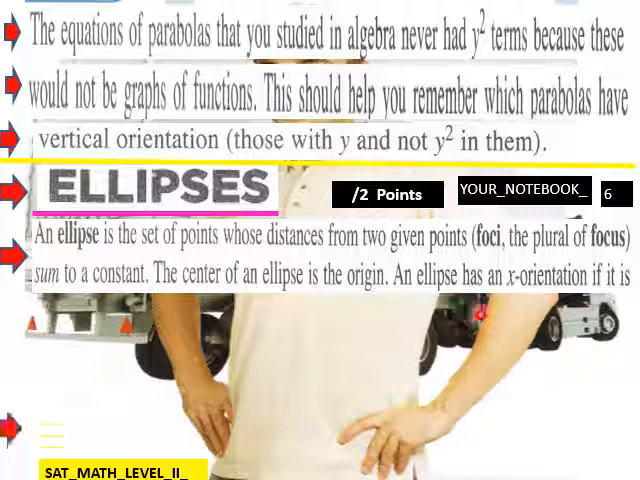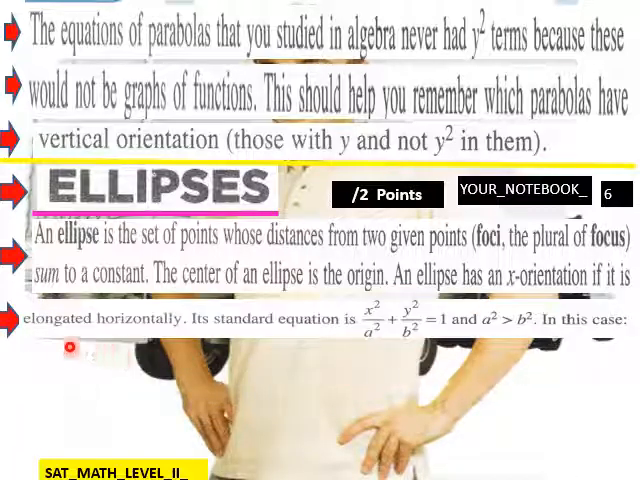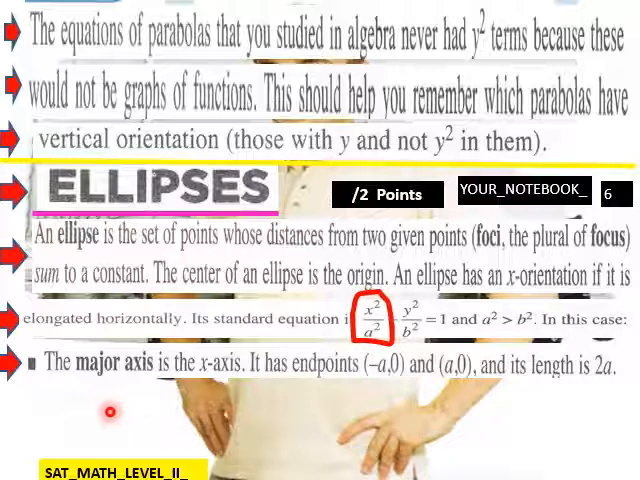An ellipse has an x orientation if it is elongated horizontally. Its standard equation is x squared over a squared plus y squared over b squared equals 1, a squared being larger than b squared. In this case, the major axis is the x-axis. When your a squared is underneath your x squared, the major axis would be horizontal, or the x-axis. It has endpoints negative a, 0, and a, 0, and its length is 2a.